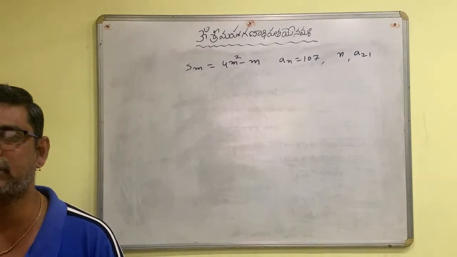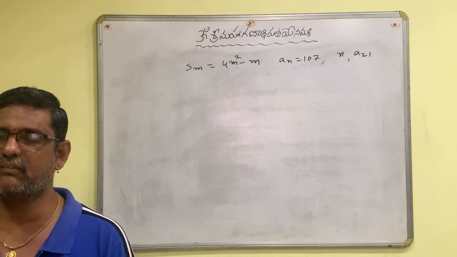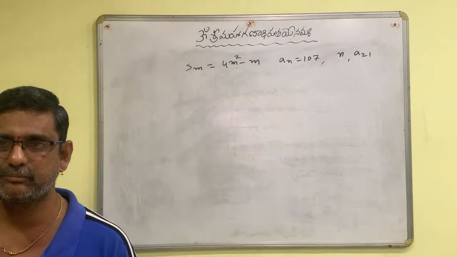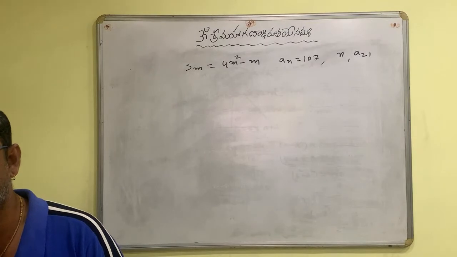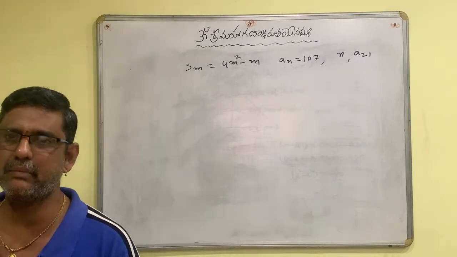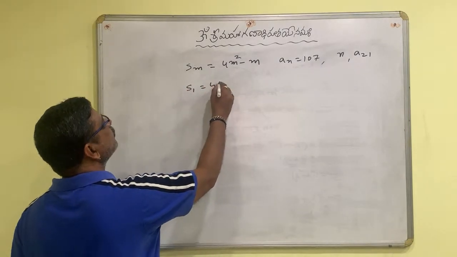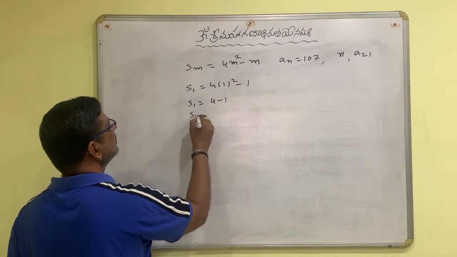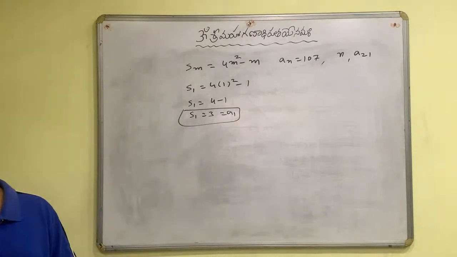Sum of m terms of AP, Sm is given as 4m square minus m. An is given as 107. What is n and what is a21? Okay, now this is the question. I have told you such questions many times. If Sm is 4m square minus m, then S1 is 4 into 1 square minus 1, 4 minus 1, 3, which is a1 only.